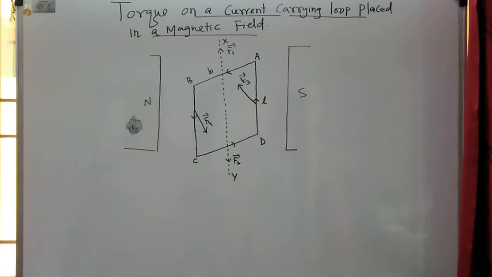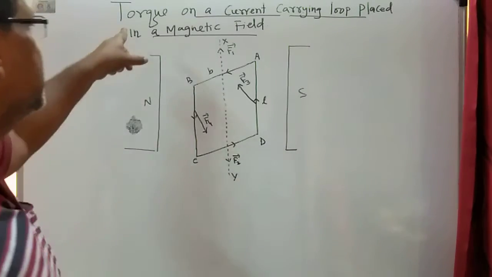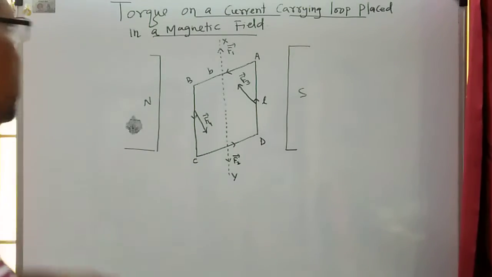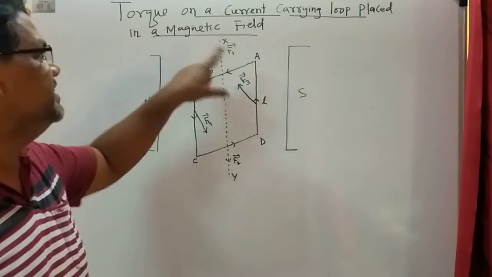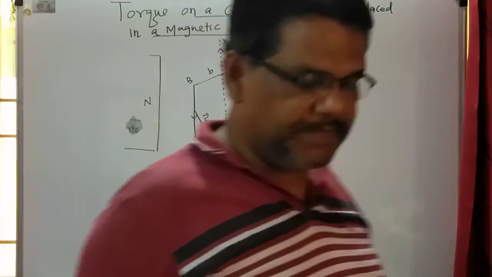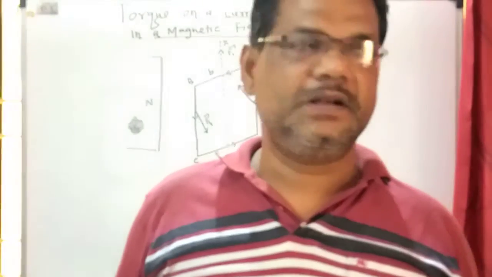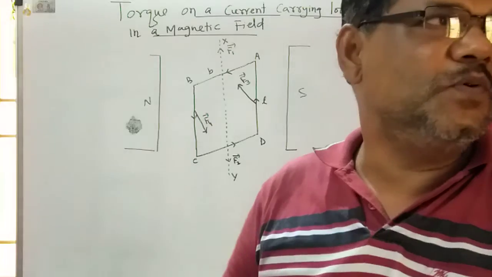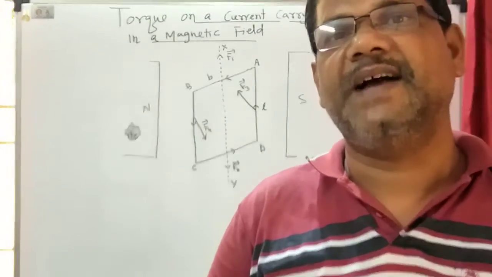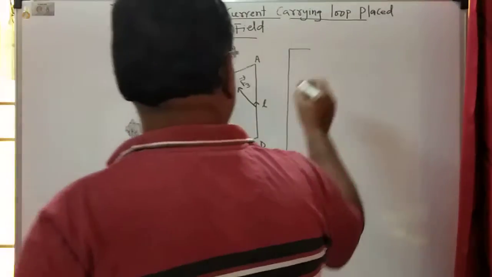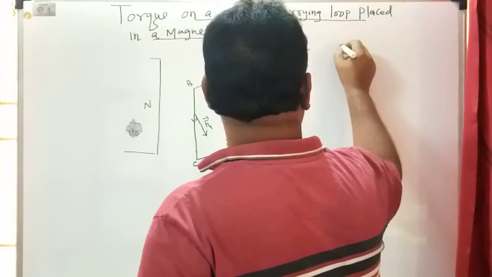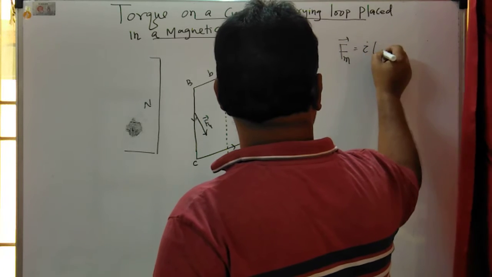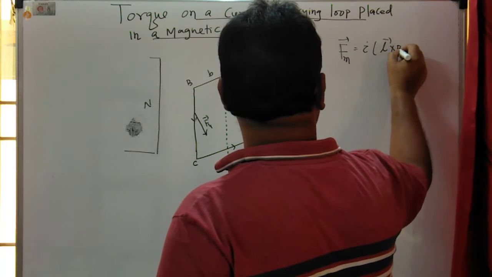Dear students, today we have to discuss the torque on a current carrying loop placed in a magnetic field. Previously you know that when a current carrying conductor is placed in a magnetic field, it experiences a force, the magnetic force F equal to I into L vector cross B vector.